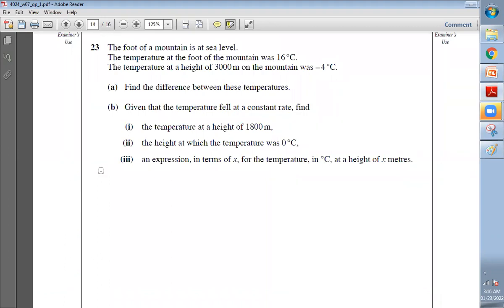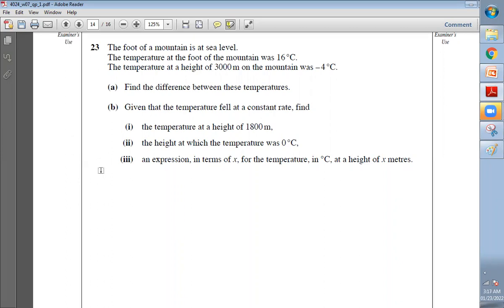Question number 23. This says the foot of a mountain is at sea level. The temperature at the foot of the mountain was 16 degrees centigrade. The temperature at a height of 3,000 meters on the mountain was minus 4 degrees centigrade. The question is, find the difference between these temperatures. Then the B part, he says, given that the temperature fell at a constant rate, find the temperature at the height of 1800 meter, then the height at which the temperature was 0 degrees centigrade, then an expression in terms of x for temperature in degrees centigrade at a height of x meters.